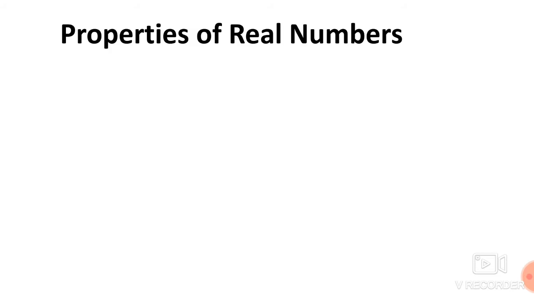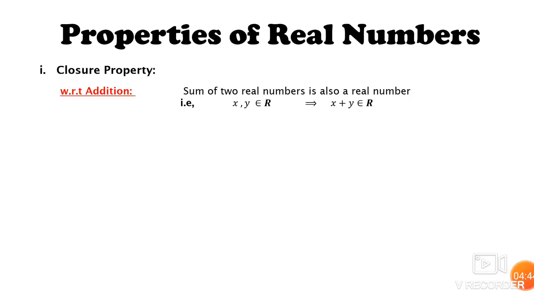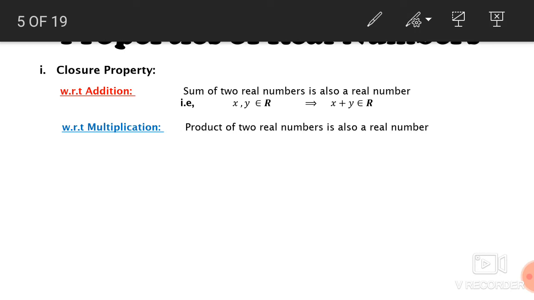Next, we have the properties of real numbers. The first one is the closure property. Closure property with respect to addition. According to this property, the sum of two real numbers is also a real number. That is, x, y belongs to the set of real numbers, implies x plus y belongs to real numbers. It means if we consider two elements from the set of real numbers and if we add them, we will get a real number.